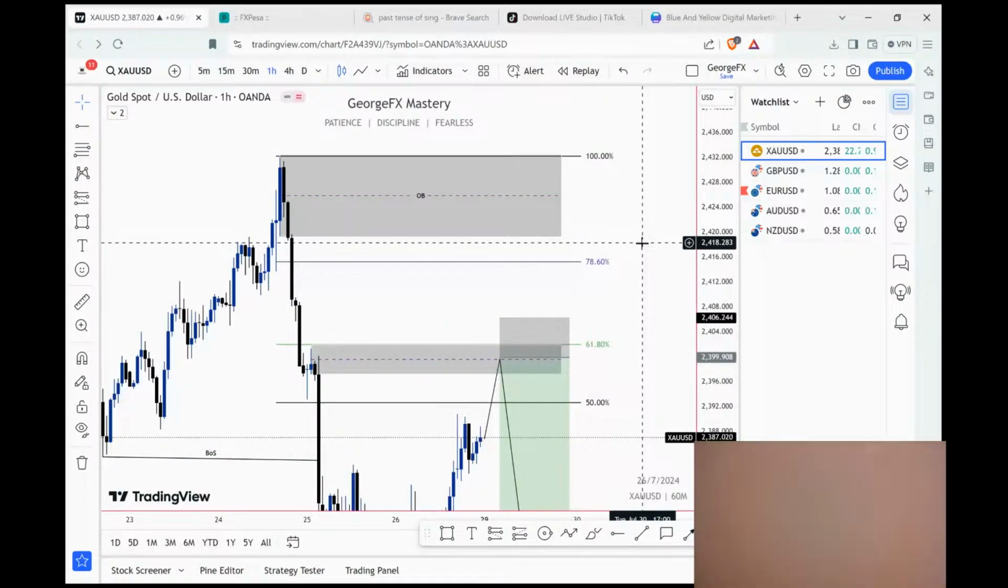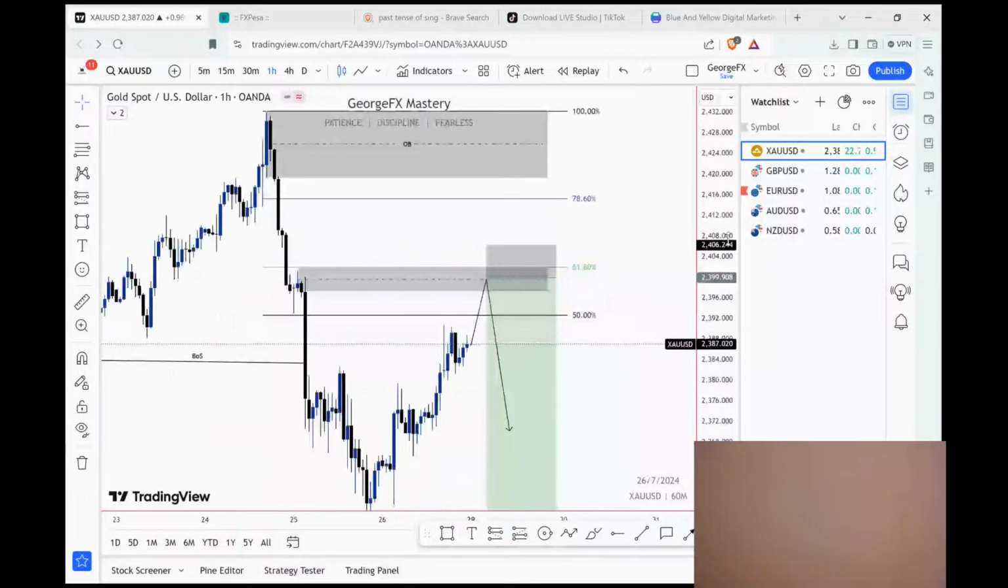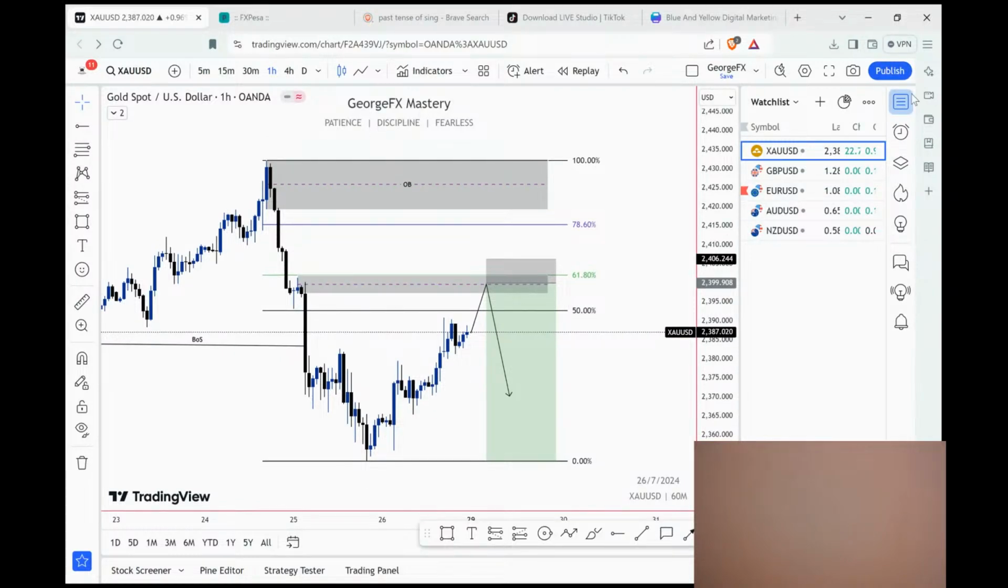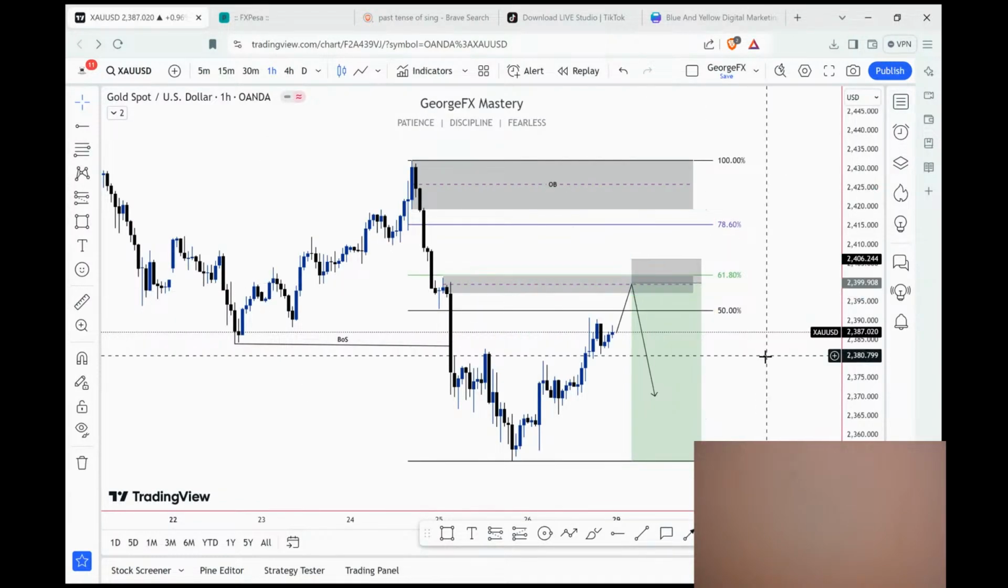You have two setups. That is the only difference when you have two setups you're trading. So that is what I'll be looking out for on gold, GBPUSD and EURUSD.